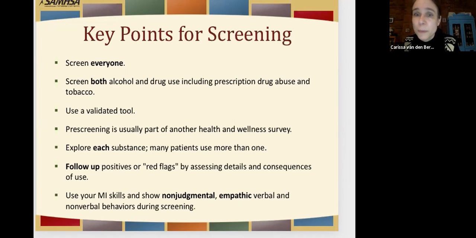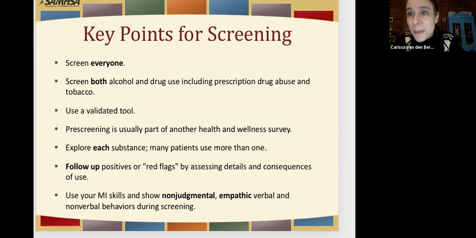So pre-screening really should be part of general wellness. And when you do a general wellness visit, if you can explore each substance, or the more substances that are explored, the better. So you can get a broad view. When you have red flags, follow up with them. Get details, consequences of health, wealth. With these people who are red flags, you really need to engage in a conversation about substance use.